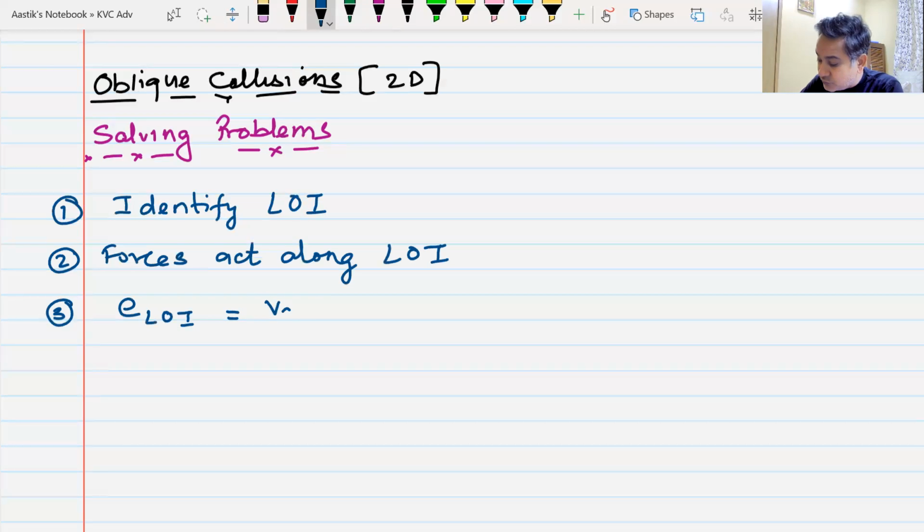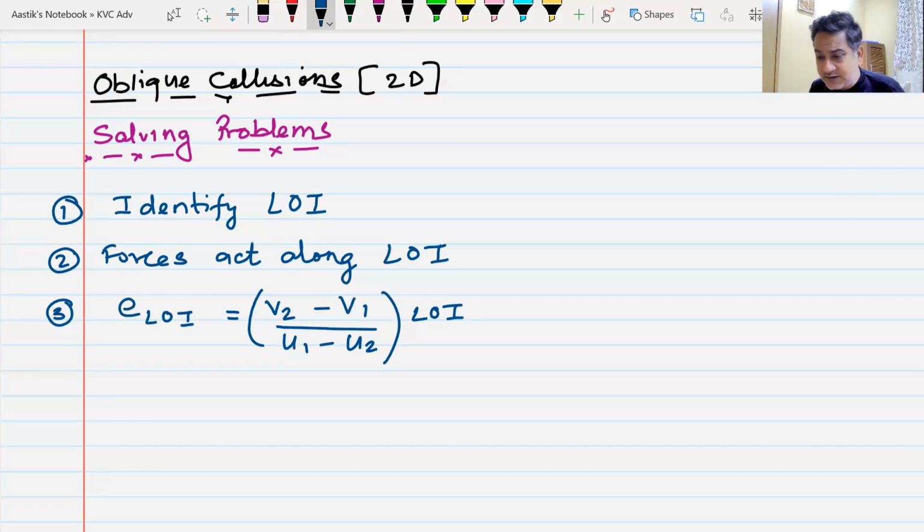We can write it as v2 minus v1 divided by u1 minus u2. All these velocities are along the line of impact. Do we understand this? Yes, sir. Then fourth, you can apply the law of conservation of momentum along the line of impact.